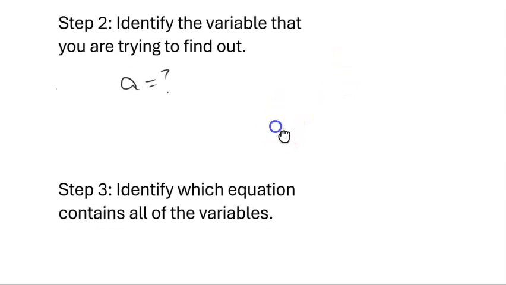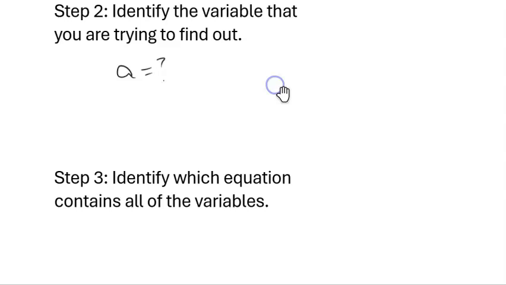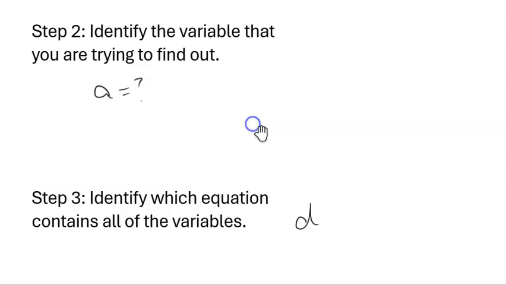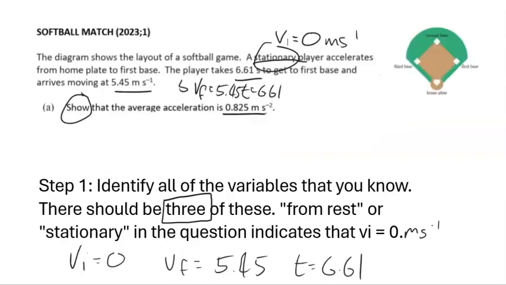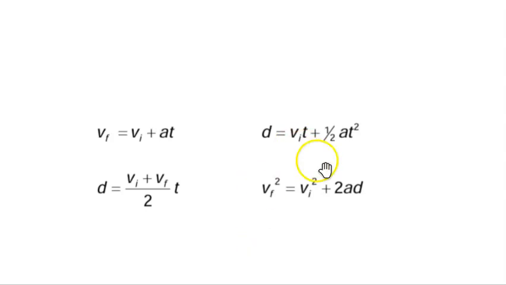Okay, identify which equation contains all of the variables. A bit of a cheat way that I do this is that there's 5 variables and there's one that will not be in the ones either that you know or that you're trying to find out. And in this case, it's distance. We don't want an equation using distance. So you will notice that 3 of these equations contain distance and one of them does not.